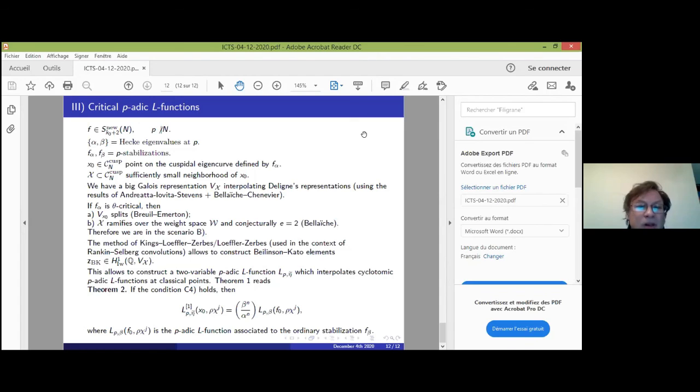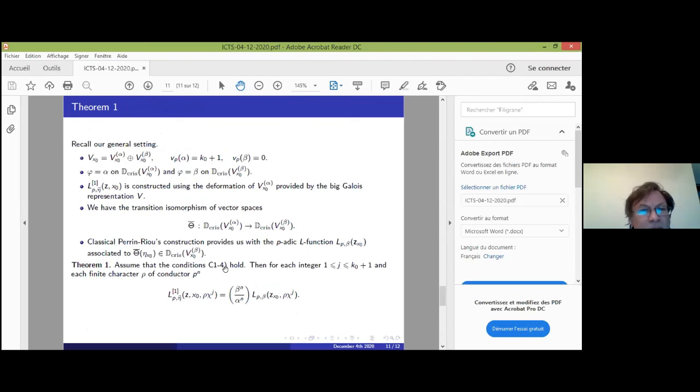Yeah. So, for example, can we say something about interpreting these special values in terms of arithmetic invariants? If not, I have a question. Do you have a conceptual explanation for the factor beta over alpha to the power n? Why does it only depend on the conductor?